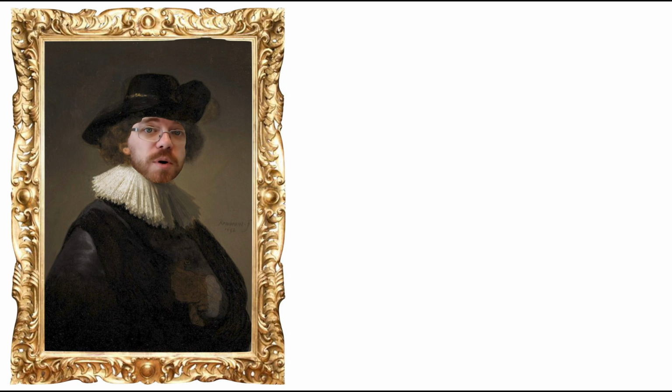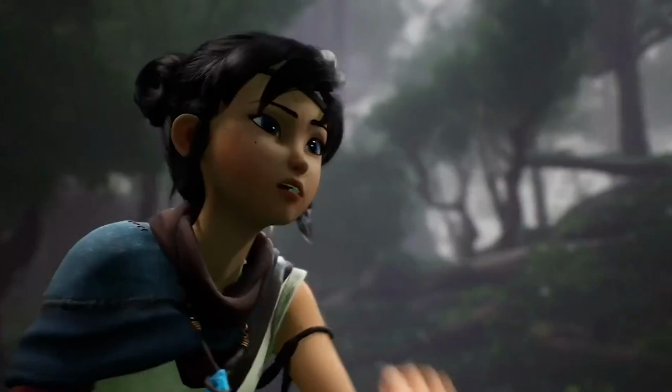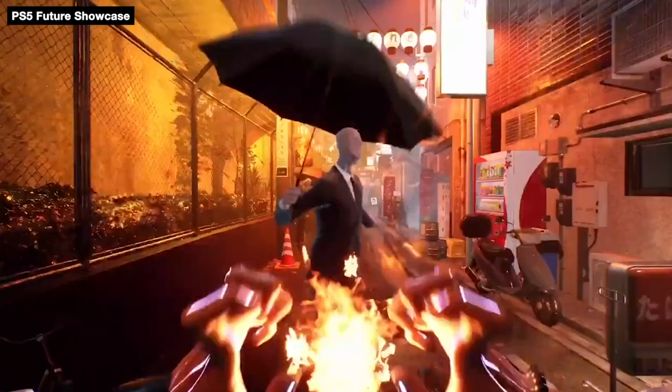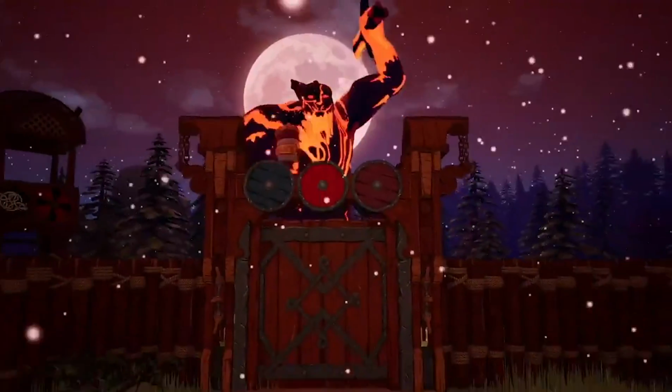In talking about a similar problem, the computational creativity researcher Simon Colton poses that we enjoy creativity not just because of the things that are made, but because of the processes, backgrounds, and motivations of the people who make them. As he puts it, creativity in society serves various purposes, only one of which is to bring into being artifacts of value. But you don't need to get deep into philosophy to see why such a creative system isn't very appealing. For one thing, for most of us there already exist more AAA video games than we could ever hope to finish in our lifetime. In a sense, we already have a system for pressing a button and receiving a new AAA game.